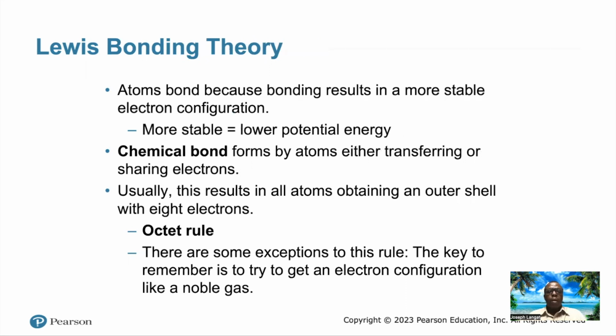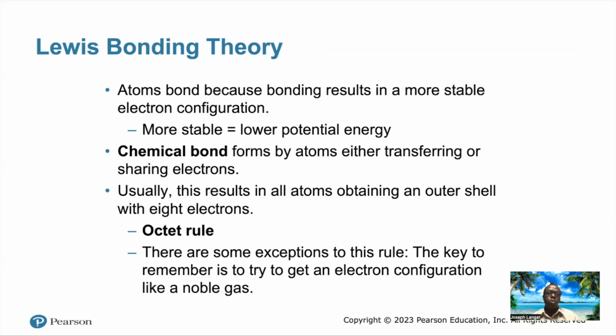So we asked ourselves earlier on, why do chemical bonds form? Lewis bonding theory explains that bonding results in a more stable electron configuration. More stable means lower potential energy. So chemical bonds are formed by atoms either losing, transferring, or sharing electrons. Usually it results in all atoms obtaining a full shell of 8, and that is the octet rule.